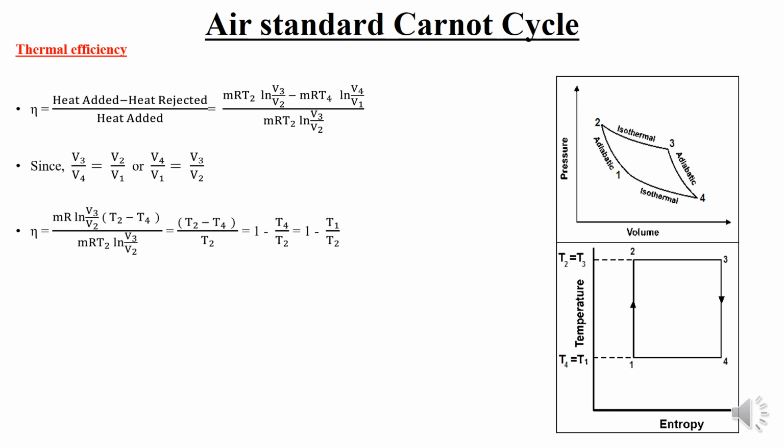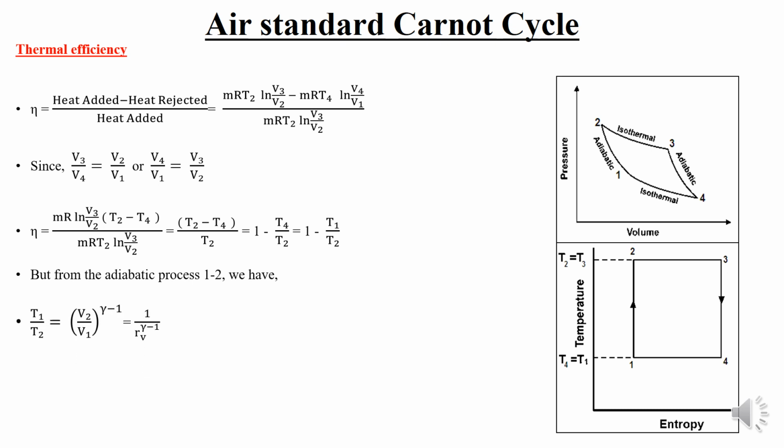So what you will get, mr is common, ln v3 by v2 also common. So in the numerator, the remaining terms will be t2 and t4. So t2 minus t4, mr ln v3 by v2. So this cancels. So what you will get, t2 minus t4 divided by t2, or 1 minus t4 by t2. But t4 also equals t1, hence efficiency will become 1 minus t1 divided by t2, that is lower temperature divided by higher temperature. So this is the expression for efficiency.